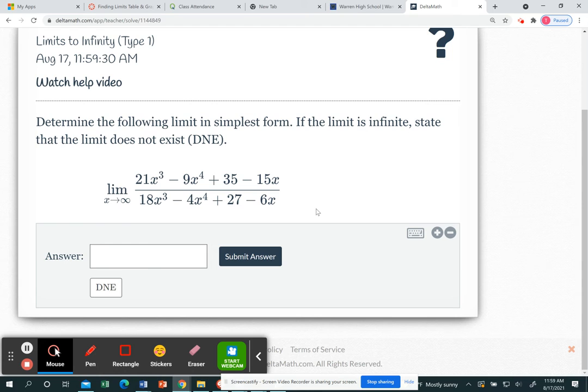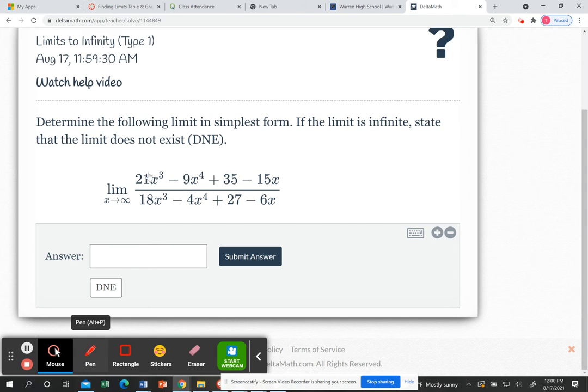How many of you know the answer just by looking at it? Anybody know the answer to this? It is 21 over 18, which should be reduced. That is your limit. It is 21 over 18. If you don't see it, then you need to graph it out. But you only need to look at the highest power from each one.